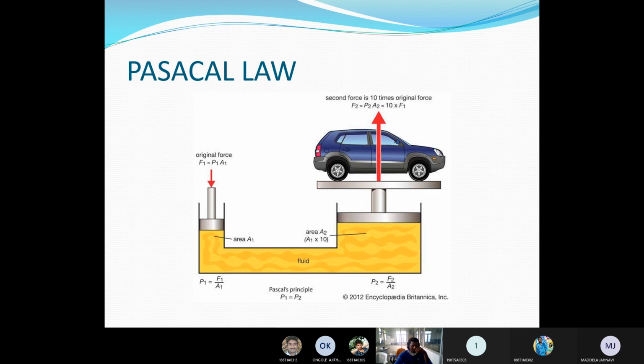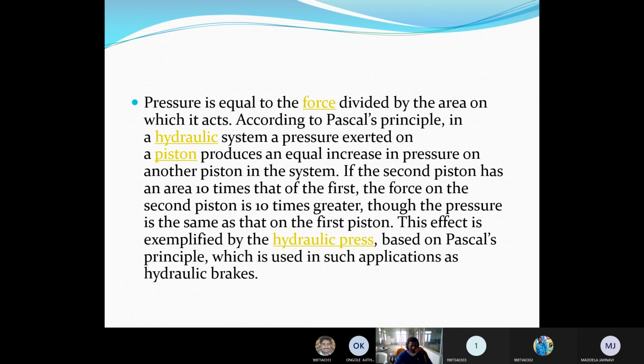Here pressure force is P1A1, and here pressure force is P2A2. From our 8th standard onwards, we have studied Pascal's law, which means the intensity of pressure is the same in all directions. Pressure is equal to the force divided by the area on which it acts.